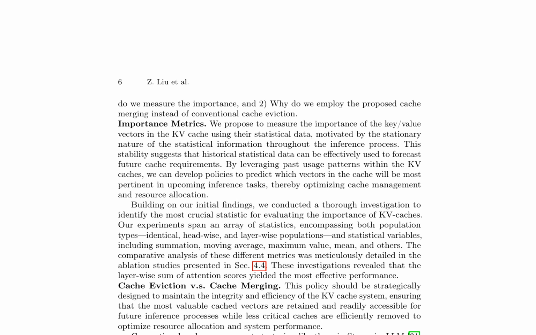Effective cache management in key-value caches relies on accurately measuring the importance of key-value vectors. By leveraging statistical data and the stationary nature of statistical information throughout the inference process, future cache requirements can be forecasted. Analyzing past usage patterns within KV caches enables the development of policies that predict which vectors will be most pertinent in upcoming inference tasks, optimizing cache management and resource allocation.